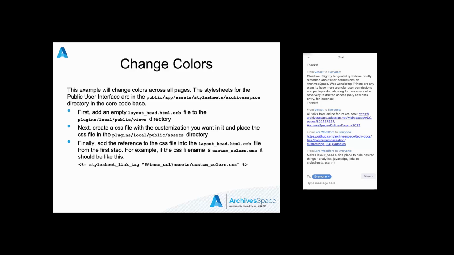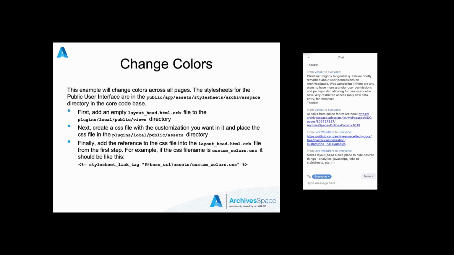So say you wanted to change your colors across all pages. The style sheets for the public user interface, which we're going to control the colors, are in the public app assets style sheets ArchivesSpace directory in the core code base. So I'm going to show you how to change the colors in the header. So like I talked about earlier, the layout_head.html.erb file is what handles the header on each of the PUI pages. So the first thing I want to do is add an empty file with that name to the plugins local public views directory.